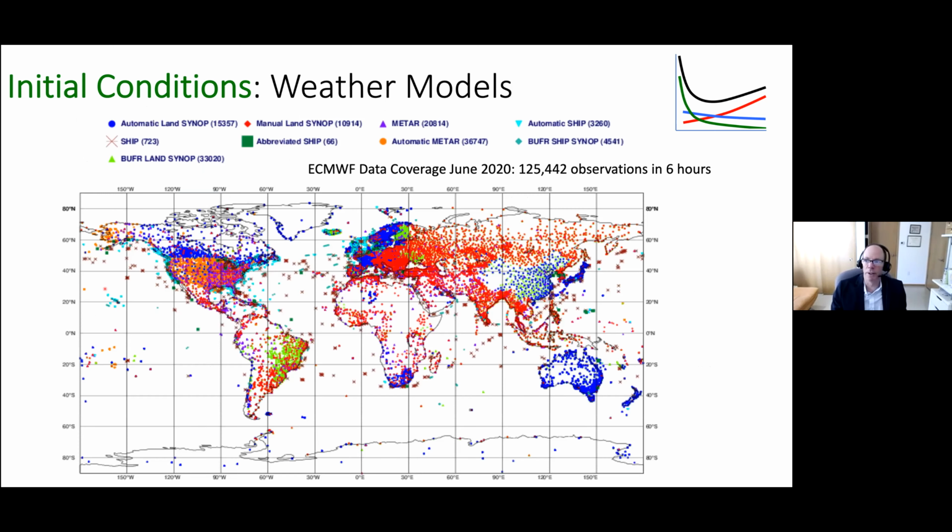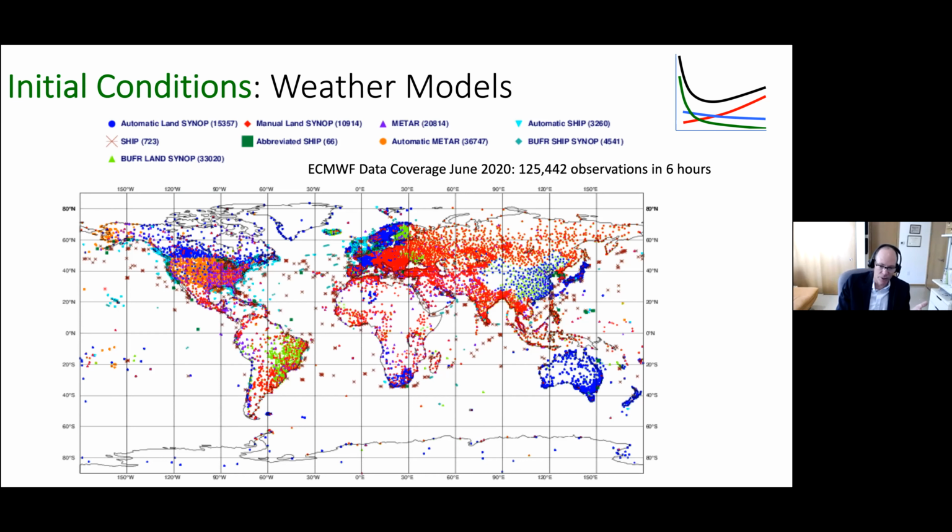So let me just show you some initial conditions. These are initial conditions for weather models. This is for June 2020. This is the observations that go into a weather forecast model. This one happens to be from the European Center model at ECMWF, and there's 125,000 observations that go in every 6 hours.